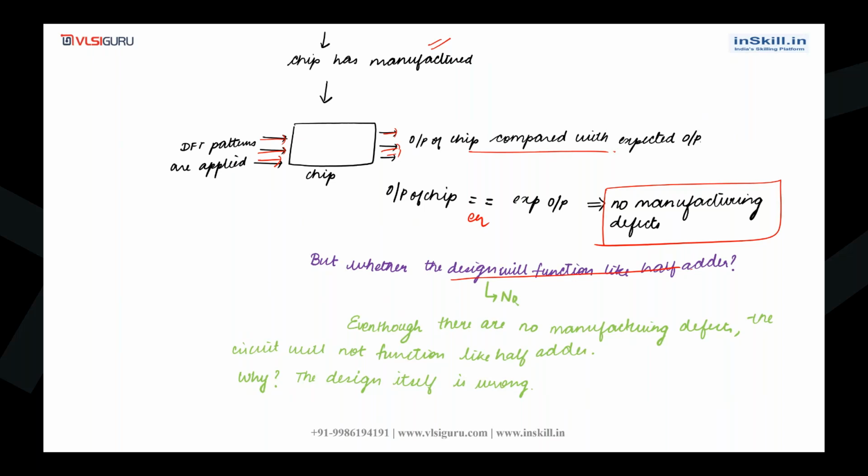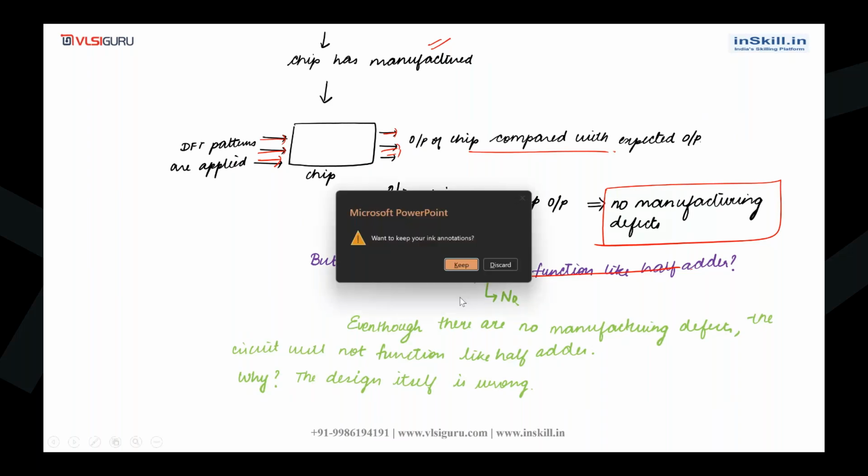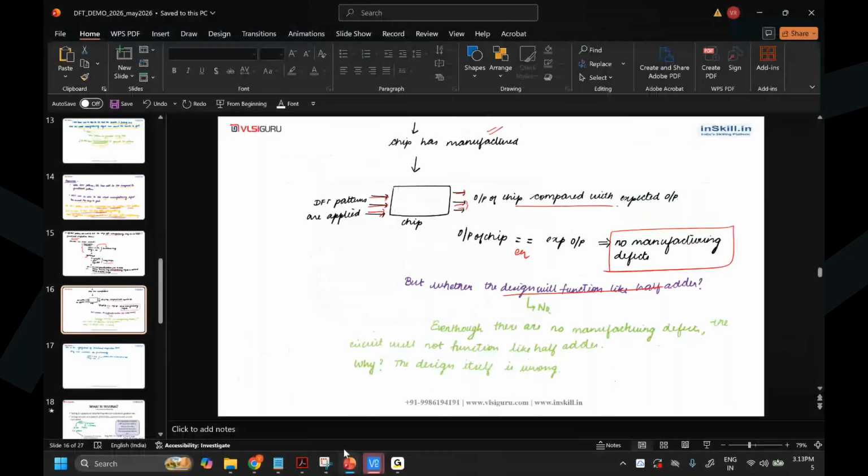There are no manufacturing defects, but can anyone guess whether this design will function like a half adder? Can anyone guess and tell? There are no manufacturing defects, but whether the circuit will function like a half adder? So it will not function.